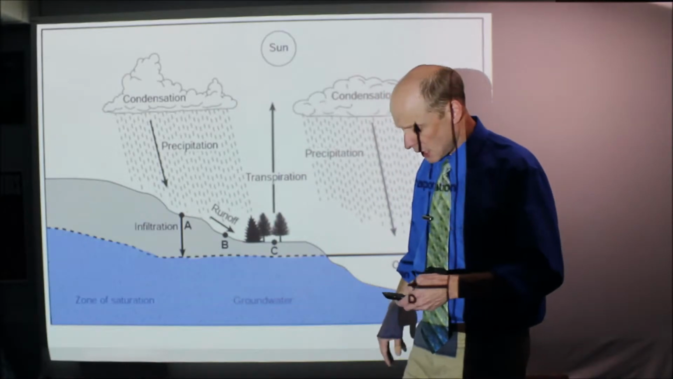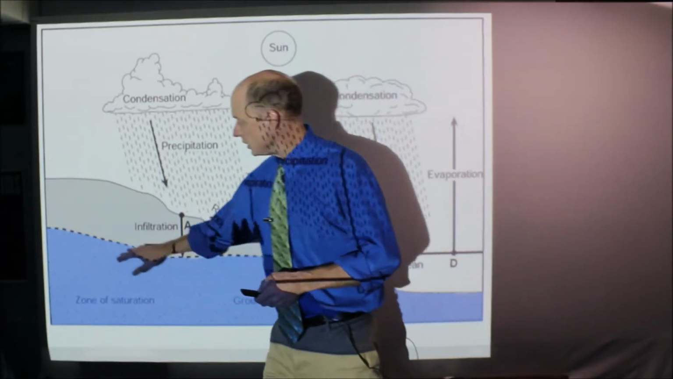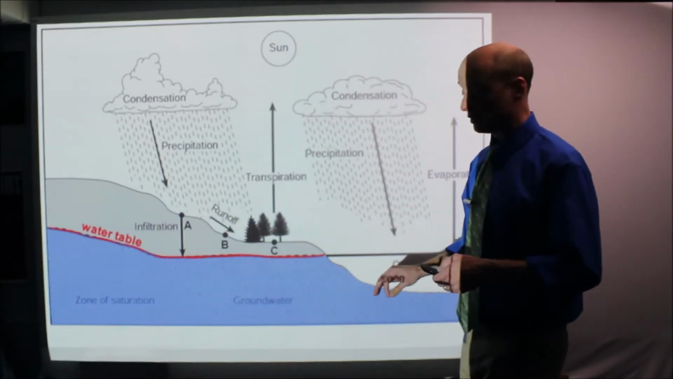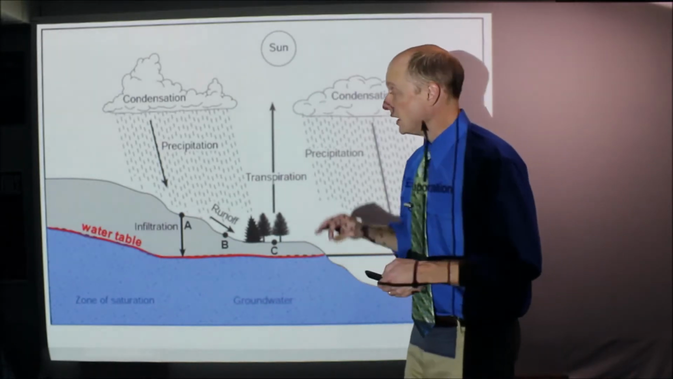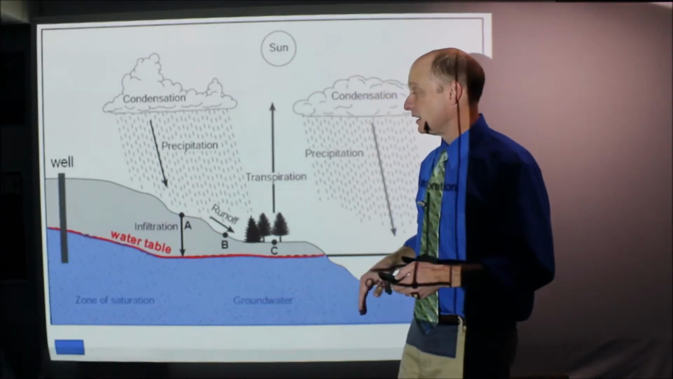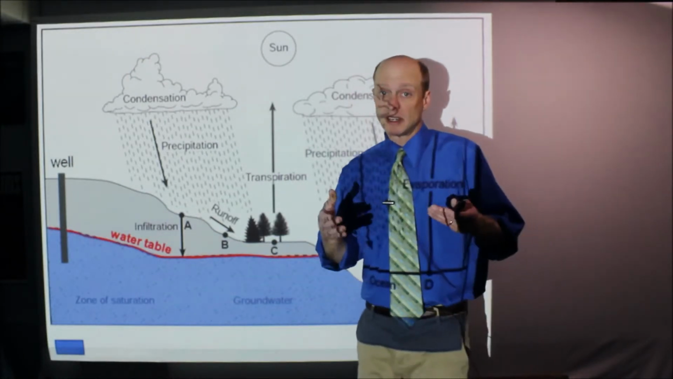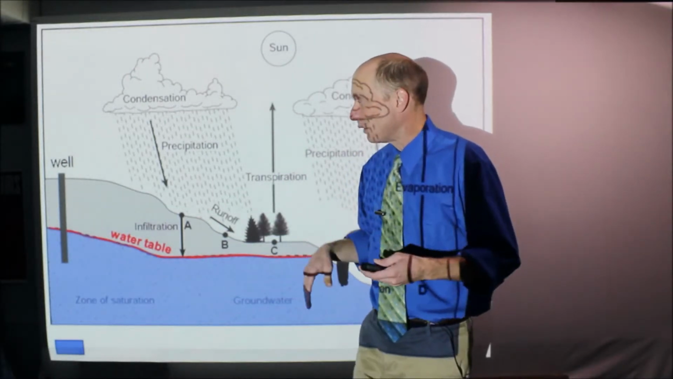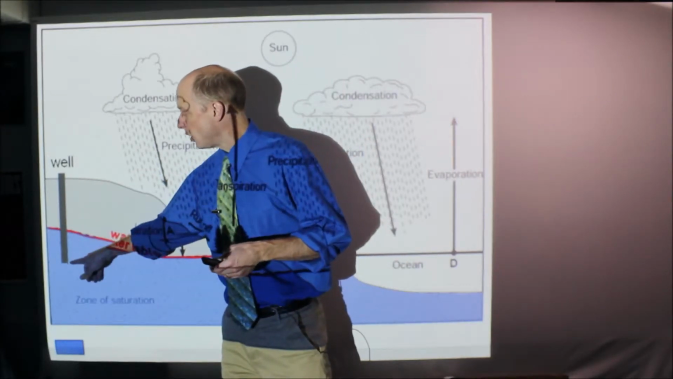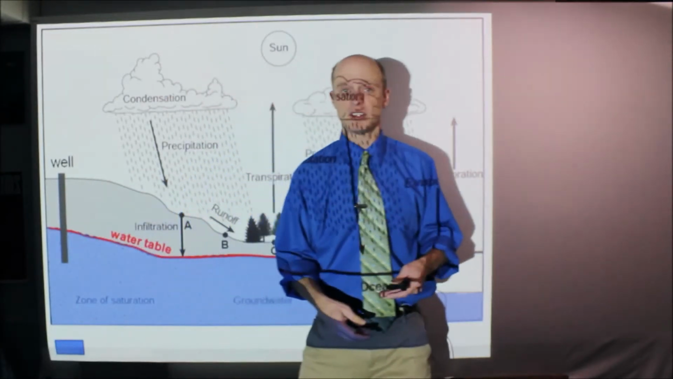So the top of this layer right here is called the water table. Okay, that's key to know, it is the top of the water underground. And so if you were going to drill a well to get drinking water or water for your house, that well needs to go definitely below the water table.